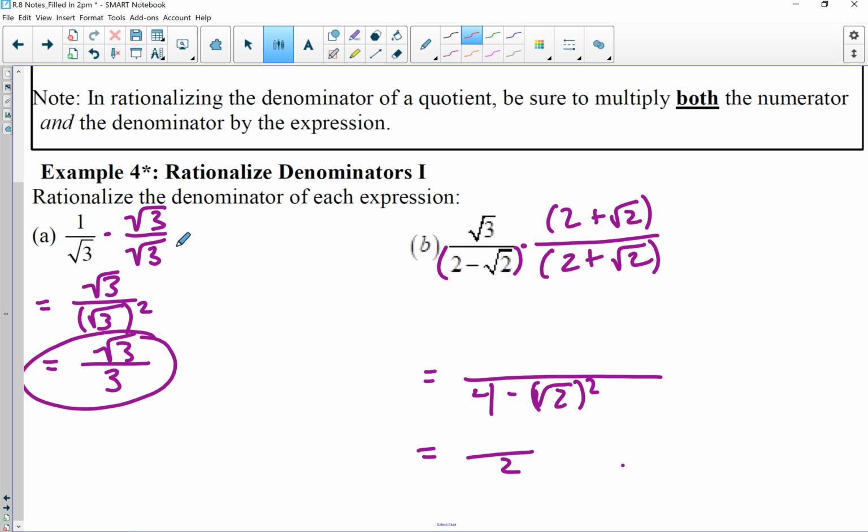I briefly talked about how you would adjust for having a binomial. So here I have two terms in my denominator. The root 2 is causing the problem. However, just multiplying by root 2 doesn't fix things.